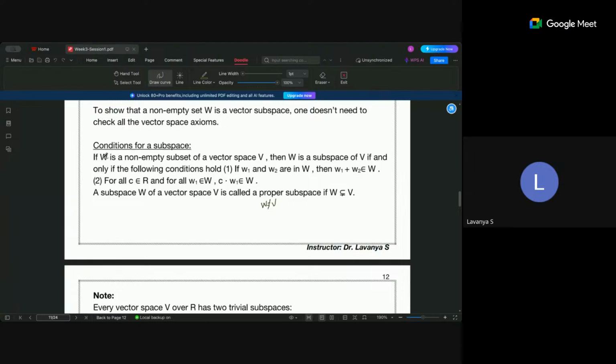So first of all, your W should be a non-empty subset of V. That is the first thing. And then, the first condition here is: W1, W2 belong to W implies W1 plus W2 is in W. What is this first condition? This is nothing but additive closure, right? And the second condition is nothing but closure for scalar multiplication. So if these conditions hold, then we call W a subspace of V.